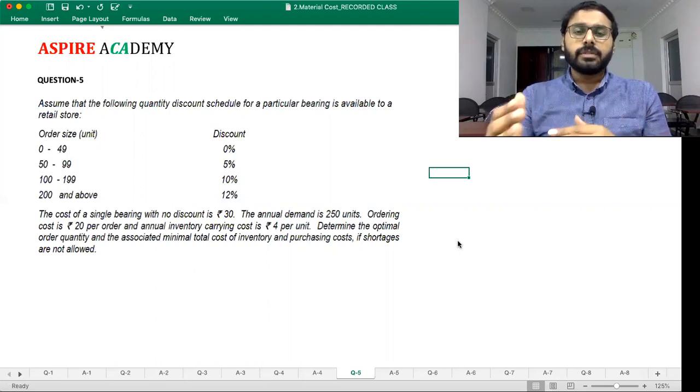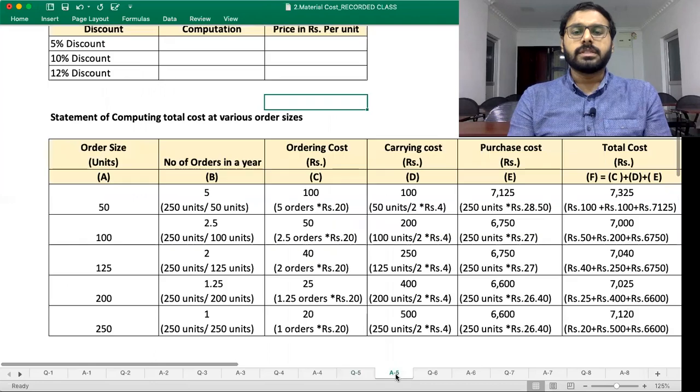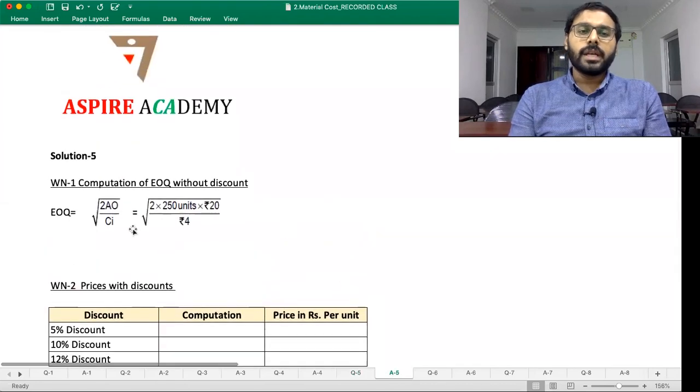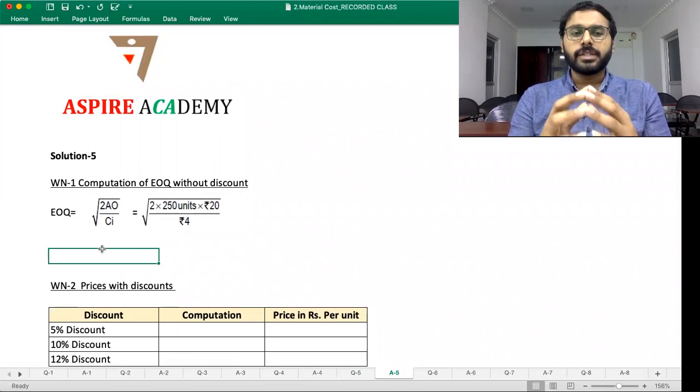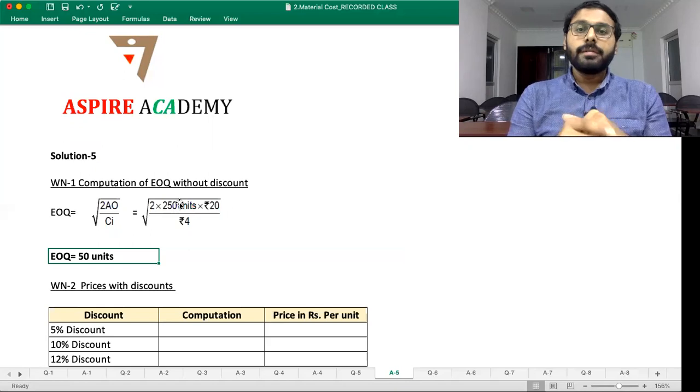So we will look into the solution now. How to solve this question. I will first take down a small working note for computation of EOQ. EOQ without discount is going to be the square root of 2 into 250 units, which is the annual demand, into 20 rupees, the order cost, divided by 4 rupees, the carrying cost. If I simply substitute these values in the formula, my EOQ would work out to 50 units.